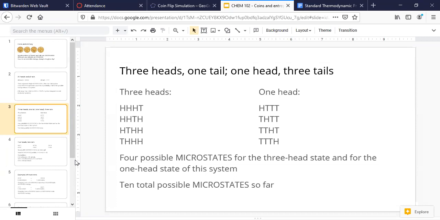But I want to go through these possibilities. I want to make sure I've got written down the 3-head possibilities. In the 3-head state, I can have all the heads at the beginning and tails at the end, HHHT. Or we're going to have the tails in the middle, HHTH, HTHH. We're going to have the tails at the beginning and all the heads at the end, THHH.